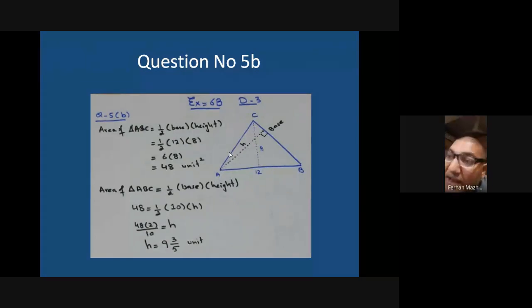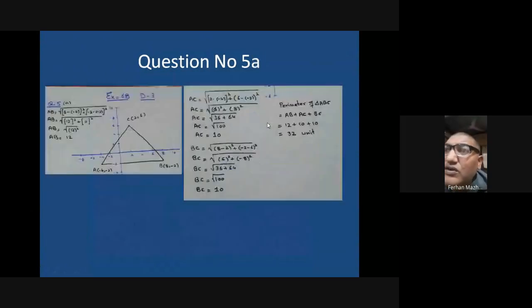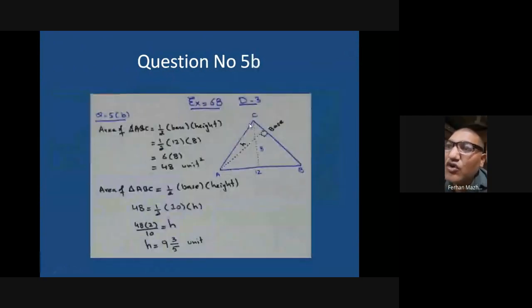Now I will suppose that this is the base of the triangle. The BC is the base of the triangle, and I already know the length of the BC. In the first part, the BC is how much? 10. The BC is 10. So if I take this as base, then this will be my height of triangle.